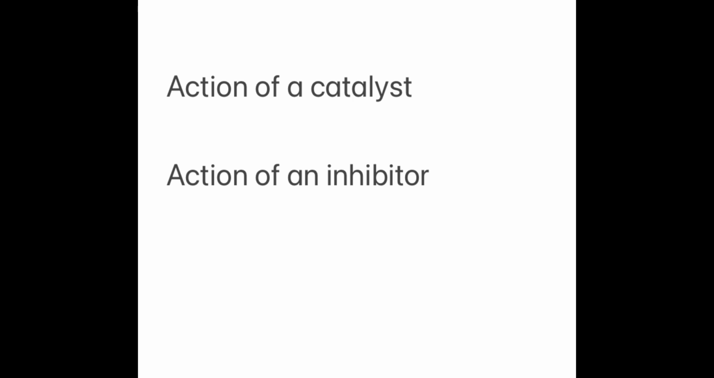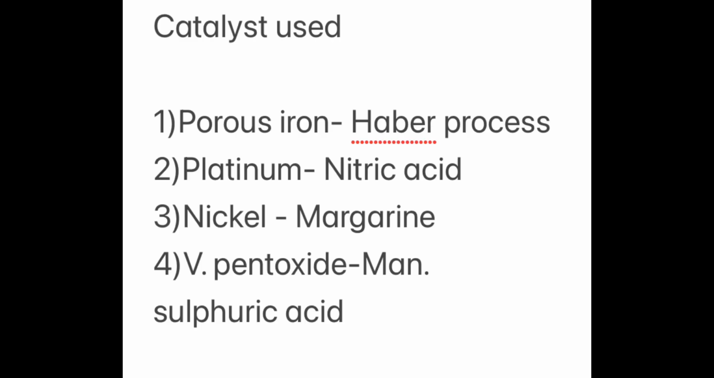Finally, in this lesson, we are talking about the industries where certain catalysts are used. Firstly, porous iron is used in the Haber process, the manufacturing of ammonia, platinum is used in nitric acid production, nickel is used in margarine production, and vanadium pentoxide is used in the manufacturing of sulfuric acid.